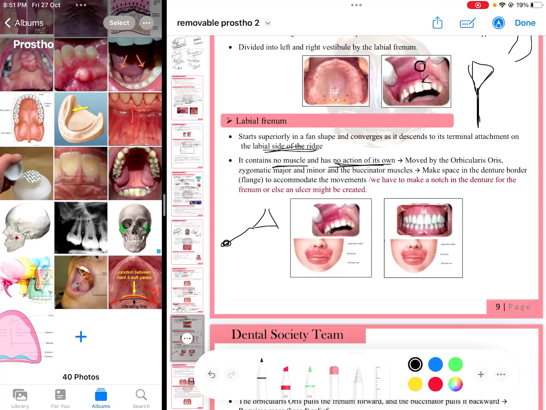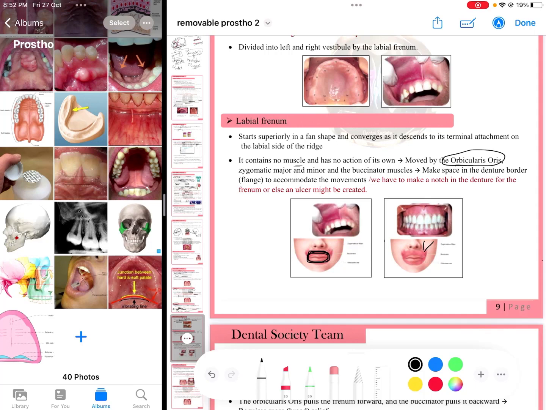It has no action of its own. So what's the importance of the labial frenum? The labial frenum moves when the muscle moves. Like when we have the orbicularis oris muscle, this is the orbicularis oris muscle, the muscle that's in a circle. And we have the zygomatic major and minor muscles. This is the zygomatic major and minor muscles. Okay, you can see them, and you can go to Google and see a clearer picture for them.